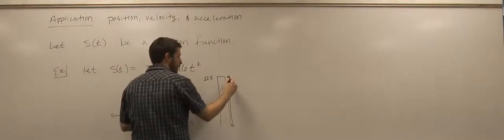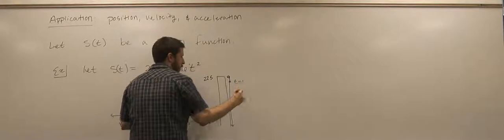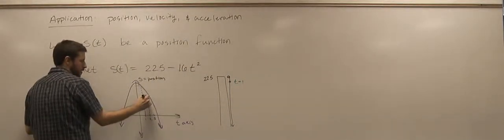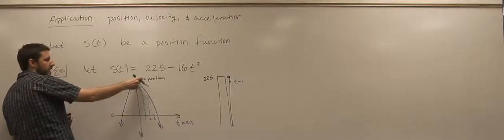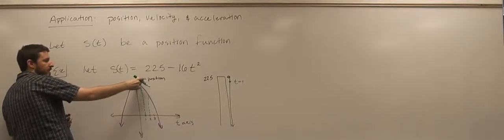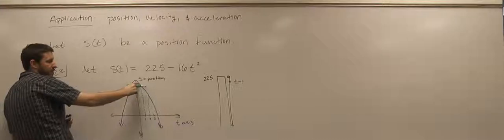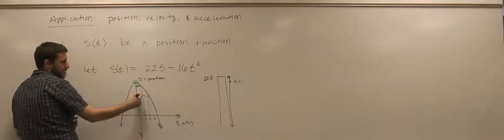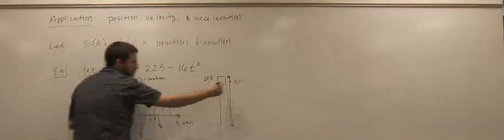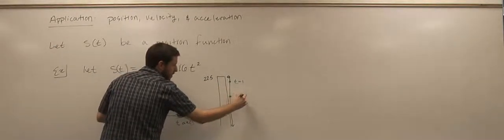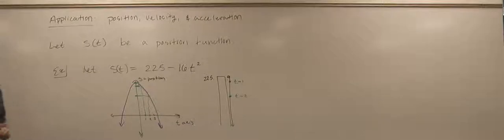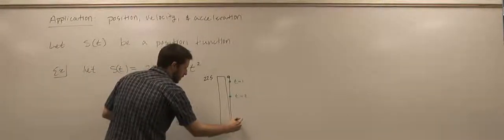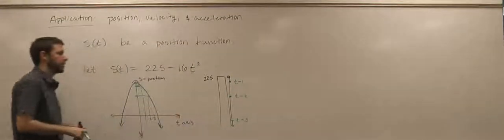So when t equals 1, your object's right here. When t equals 2, it's fallen a little further, but it's fallen more than it originally fell. You see what I'm saying? This distance here is less than this distance here. So it'll be more down like this. Right? Because it's picking up speed as it falls. T equals 3, way down.